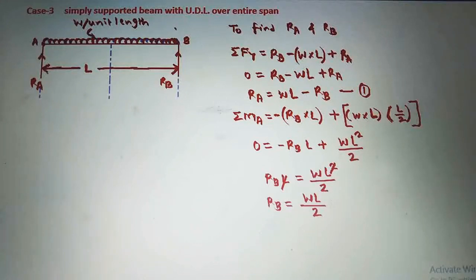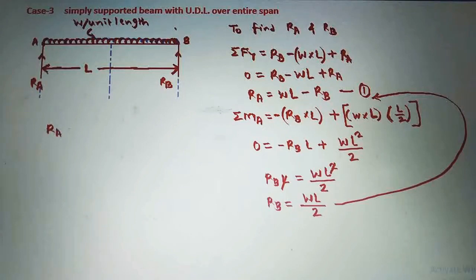Now we will substitute this RB is equal to W into L divided by 2 in this equation number 1. Now see here, if we substitute this RB is equal to WL by 2 in equation 1, then we will write here RA is equal to W into L minus, what is RB? RB is W into L divided by 2.